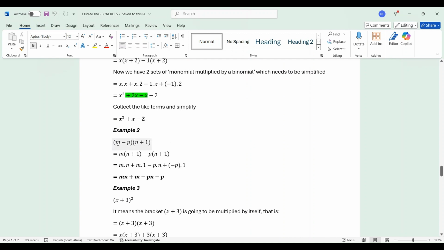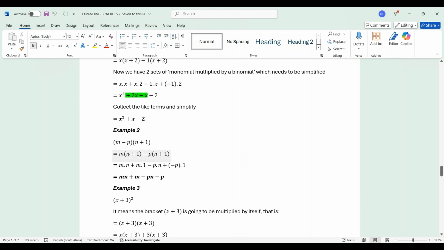Then we move on to our example 2, whereby we have two brackets multiplying each other. In this case, we have m minus p, which is multiplying n plus 1. Meaning to say the m in the first bracket is going to multiply everything in the second bracket. Then the minus p in the first bracket will also multiply everything in the second bracket, as illustrated in our second step. Then we are now removing brackets.